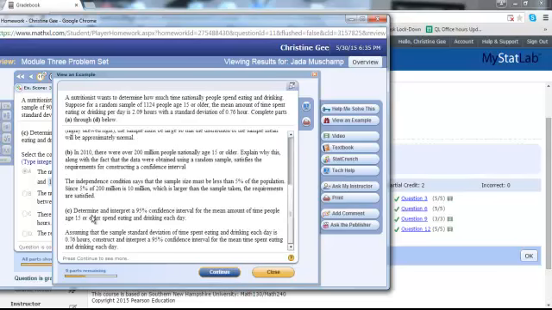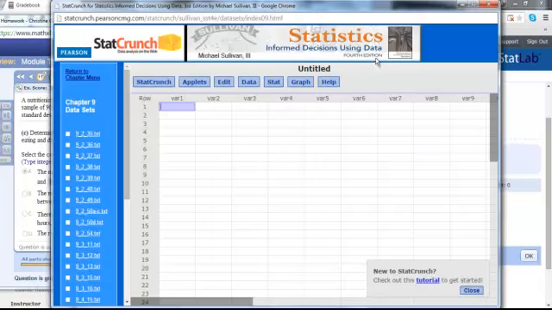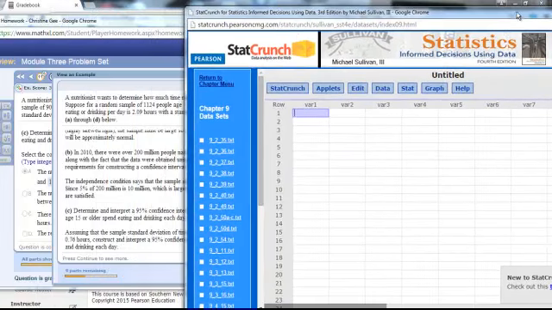Here we're asked to determine and interpret a 95% confidence interval for the mean amount of time people aged 15 or older spend eating and drinking each day. We have the sample standard deviation as 0.76, we're determining a 95% confidence interval, and we also have the sample size and the mean up here.